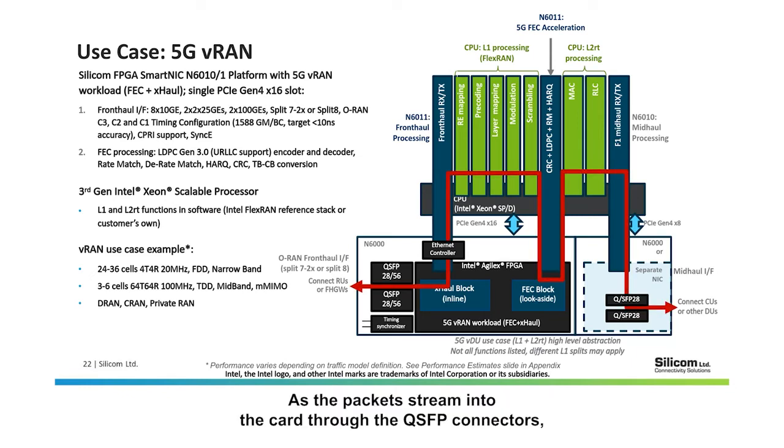As the packets stream into the card through the QSFP connectors, they arrive into the fronthaul block, which performs inline processing such as packet classification with precise time protocols, or low-layer processing for split 8 configuration. The data then flows through the Columbiaville NIC across the PCI interface to the host, where the Xeon CPU performs layer 1 processing using FlexRAN software.